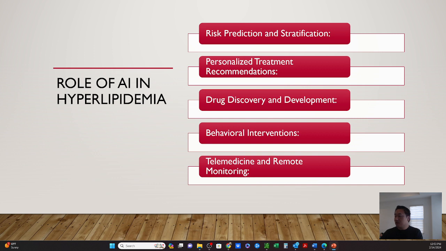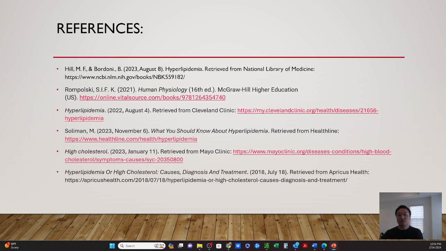So the role of AI in treating hyperlipidemia is that AI can help humans with risk prediction and stratification, personalized treatment, drug discovery and development, behavioral interventions, and telemedicine and remote monitoring for the people who have this problem. So that will sum up my presentation.